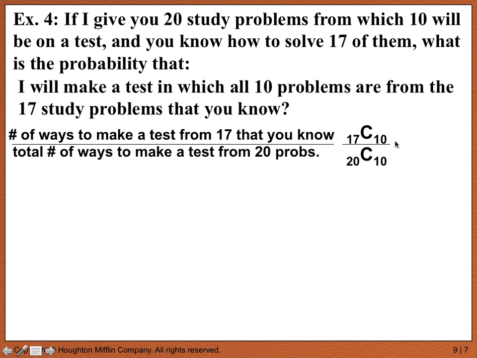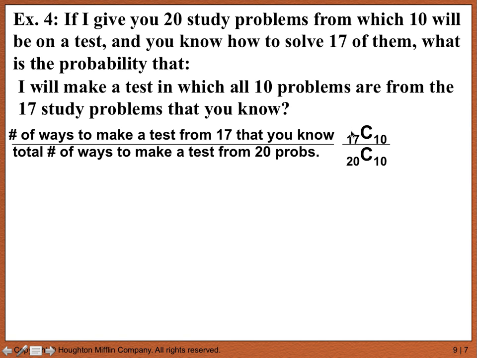Remember we did combinations in the last section. This is a combination of n elements taken r at a time. That's nothing new. But why 17C10? Because I know that there's a pool of 17 problems that I know, and this 10 is a subset. That's my r. Sorry, the 10 is a subset from the total set of 17. So I have all these different ways in which a test could be given, in which all 10 problems are from the 17 that I know.